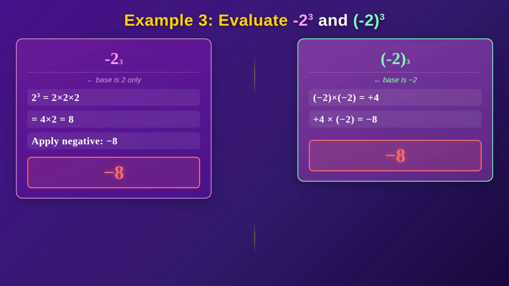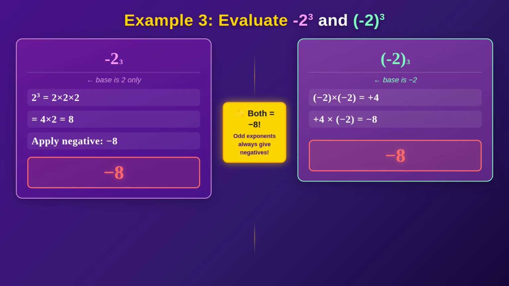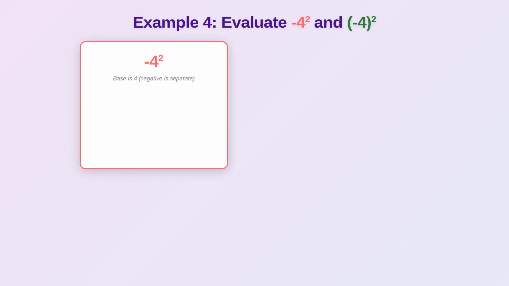Now, -2 in parentheses cubed. The base is -2. -2 times -2 is +4. Then +4 times -2 is -8. Interesting, both expressions give -8 this time. That's because with an odd exponent, negatives always produce a negative result, parentheses or not. Great pattern to notice.